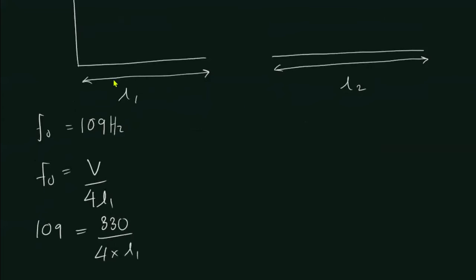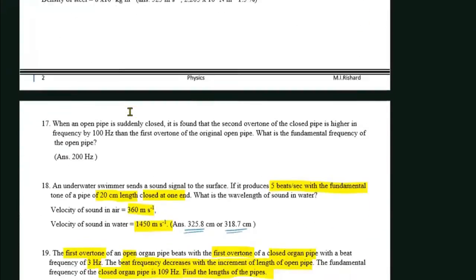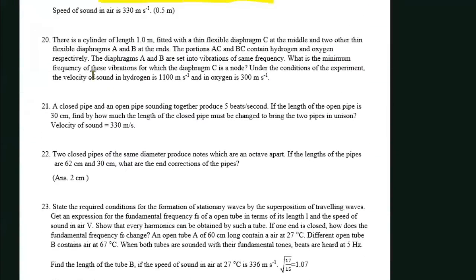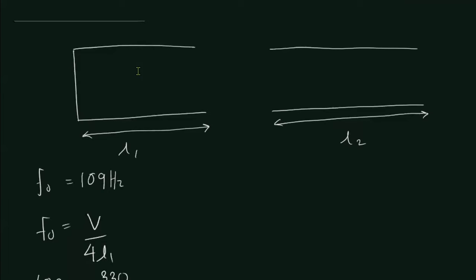So finding L1 is not going to be a big deal, but finding L2 will require some simplifications, so we'll see what it is. Now they are saying in the question that the first overtone of the open organ tube vibrates with the first overtone of the closed tube, and then they produce a beat frequency of 3 hertz. So the first overtone of this one and the first overtone of this one, I'll call them f1 and f1 dash. So the first overtone of the one end closed tube is found.